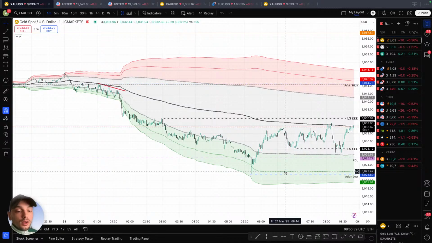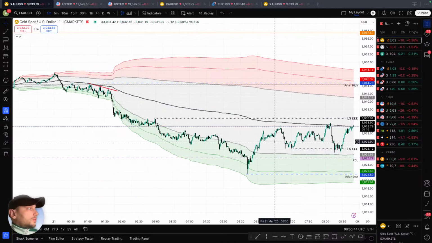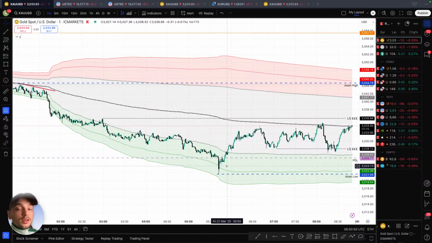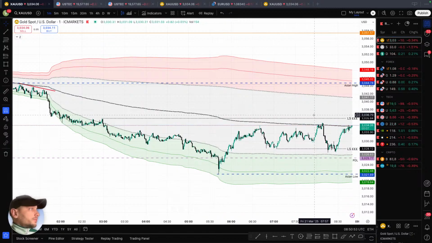So this can give you an idea where you are at the moment, where the price is at the moment. So if we're in the green area, this can indicate two things: trend continuation or reversal.